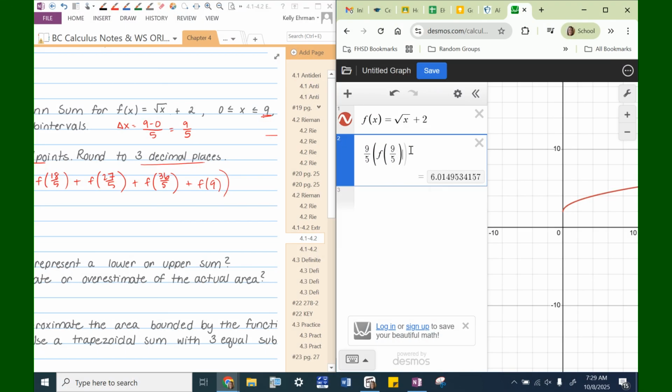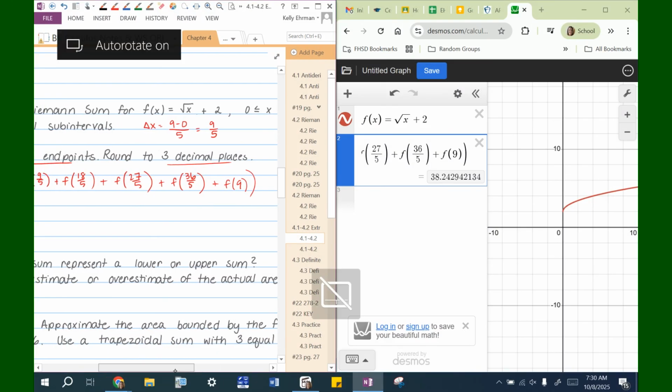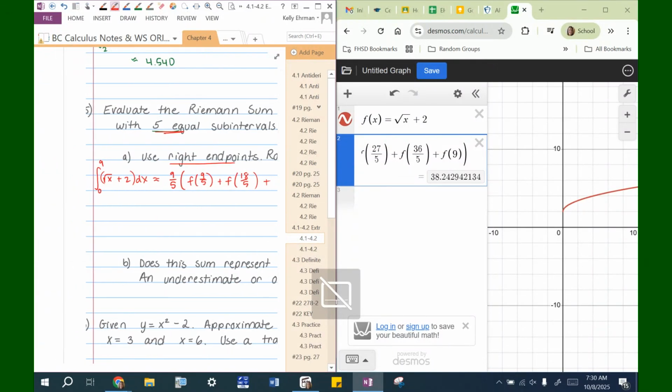Okay, f of 9/5 plus f of 18/5 plus f of 27/5 plus f of 36/5 plus f of 9. 38.243. Remember, we always round to 3 decimal places when we're giving decimal approximations, unless the problem instructs us otherwise.